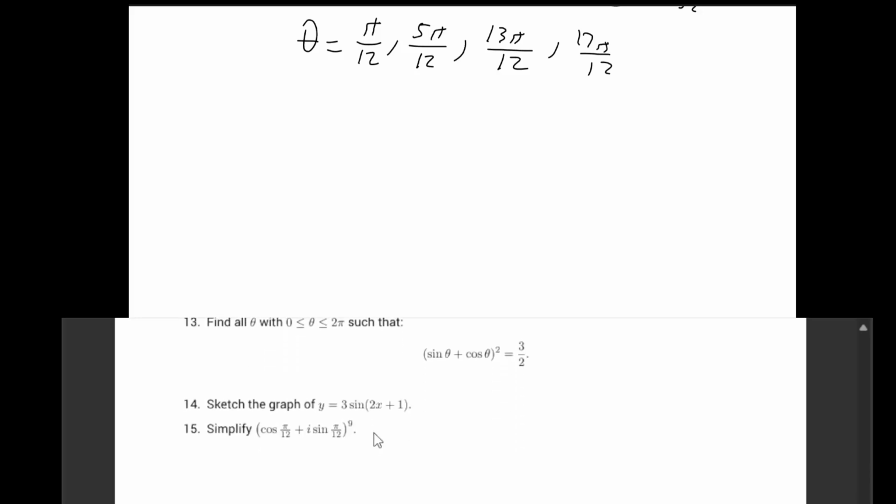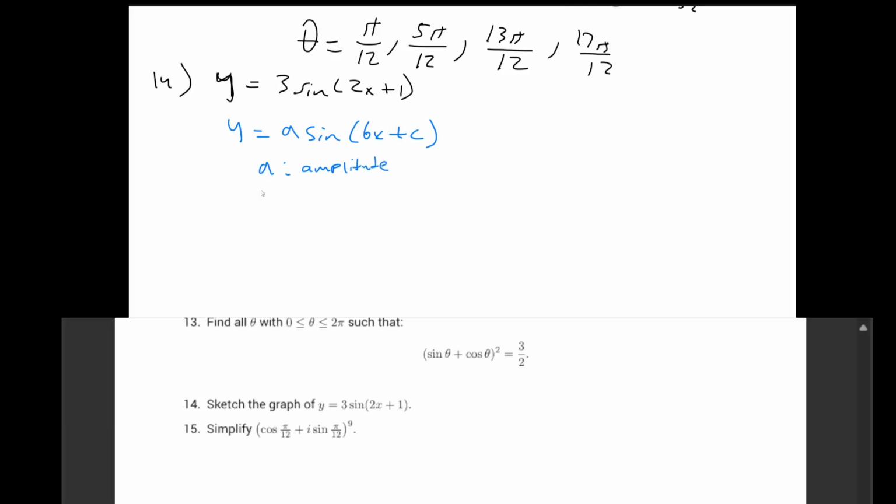So now 14, sketch the graph of 3 sine of 2x plus 1. So we have y equals 3 sine of 2x plus 1. Really what you want to think about first is what this is in the form of. This is in the form y equals a sine of bx plus c. So we know that a is the amplitude, and for b, we want to do 2 pi over the absolute value of b here.